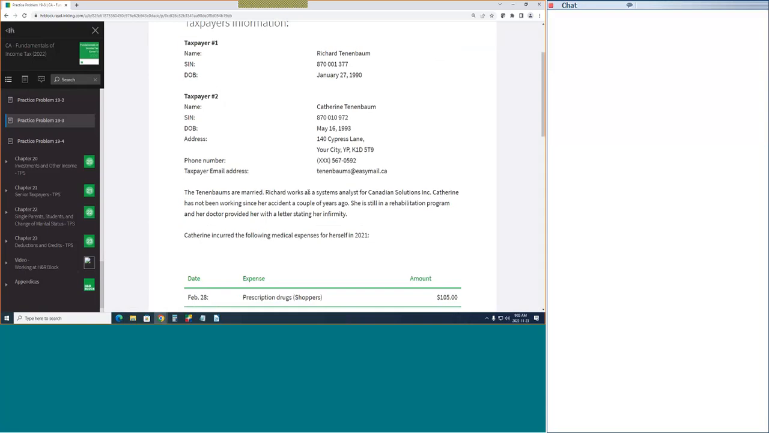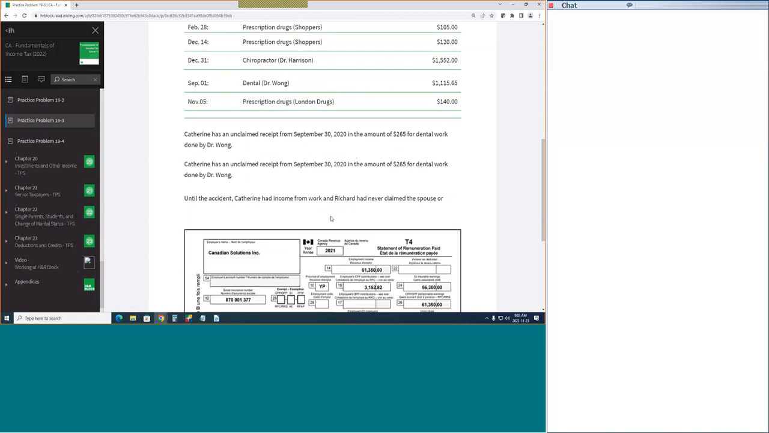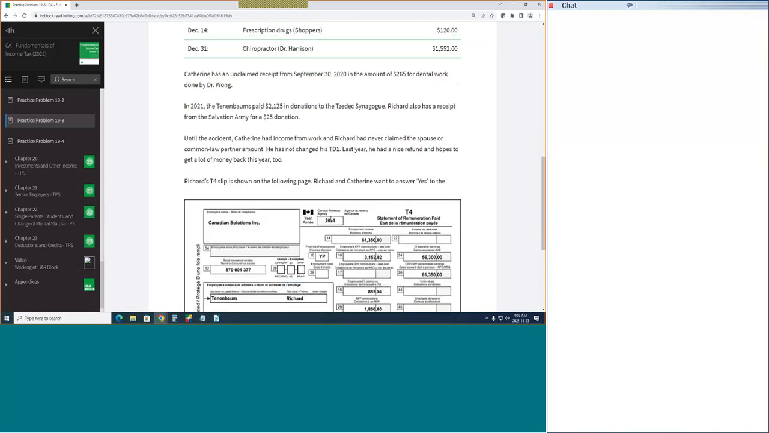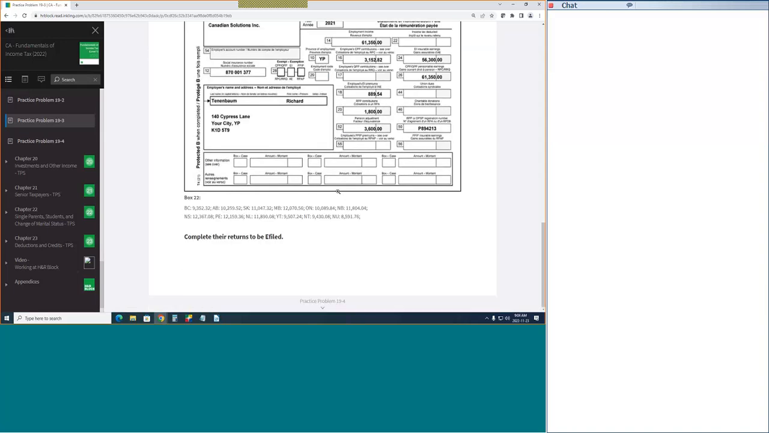Just a refresher on this practice case, we have the Tenenbaums. Richard is a systems analyst. Catherine has not been working. She had an accident. She does not have a disability, but she has an infirmity. We have some medical expenses, and we have some donations. So this is one where you have to decide, first of all, how many tax returns you're going to be preparing. And remember that when you're putting tax returns in the computer, it doesn't necessarily mean you're going to be filing it, but you have to decide, are you setting up one return or two?